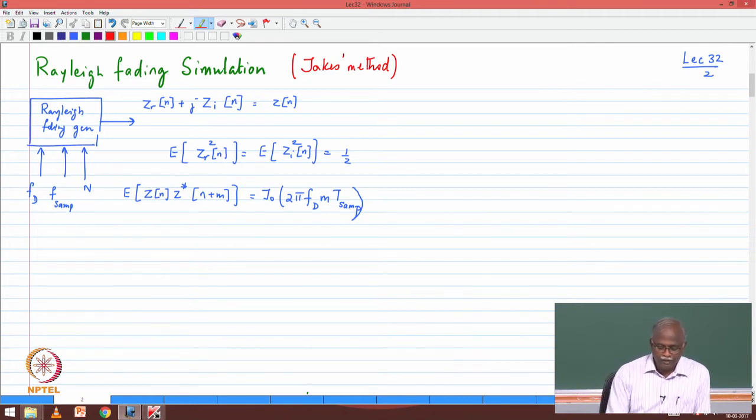So what comes out of it is a discrete time complex sequence that satisfies the properties that the real and imaginary parts are Gaussian, both have equal variance equal to half, and the autocorrelation satisfies the Bessel function as we have studied in the analytical model.